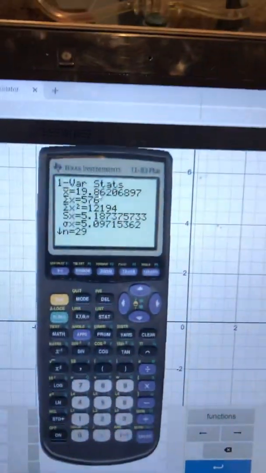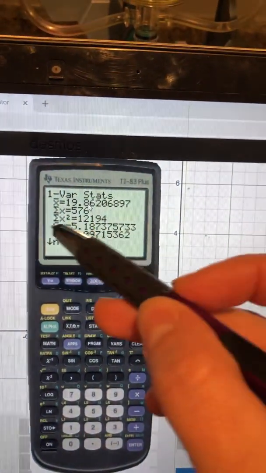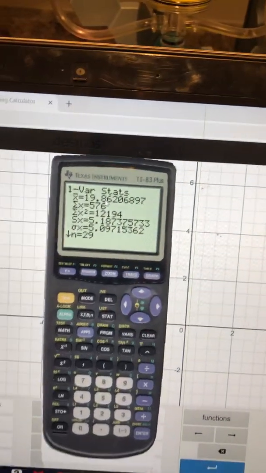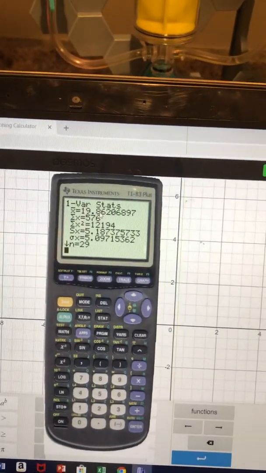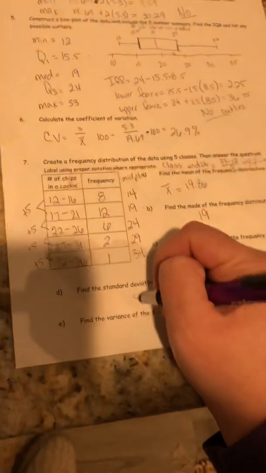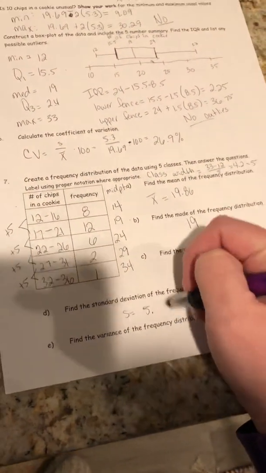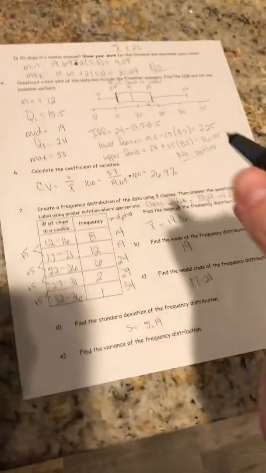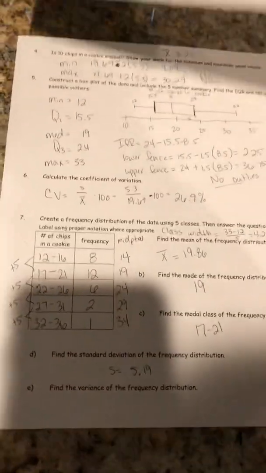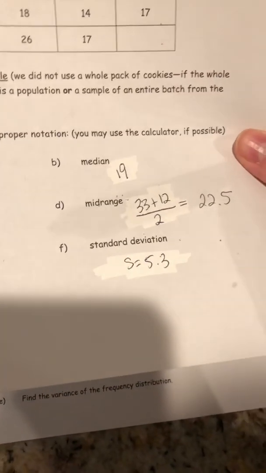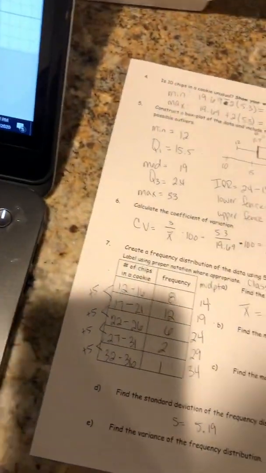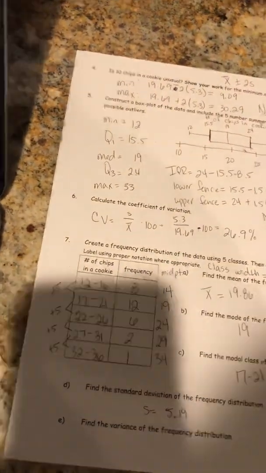The standard deviation of that is already given to me here. It is this Sx on the calculator because it's a sample. So we just write S, and that's 5.18. Or 5.19, I guess, since the 7's there. So 5.19, and before when we used the original data, it's 5.3. So it is close.